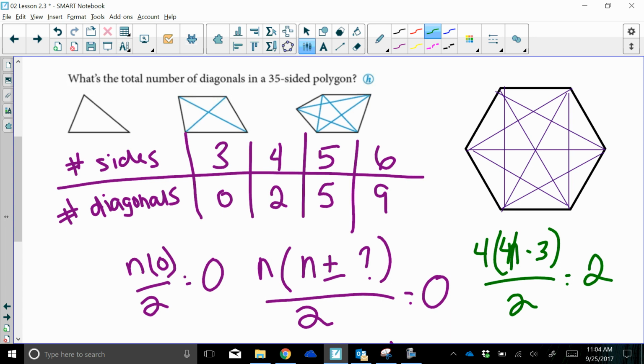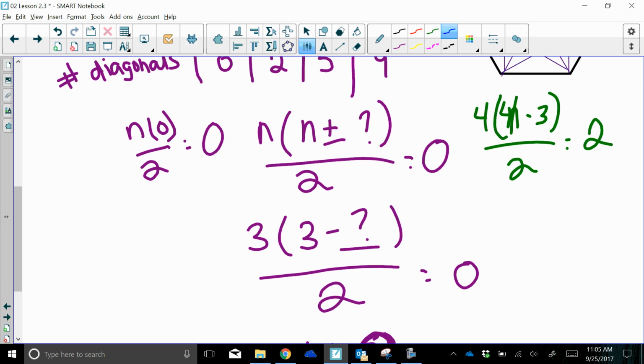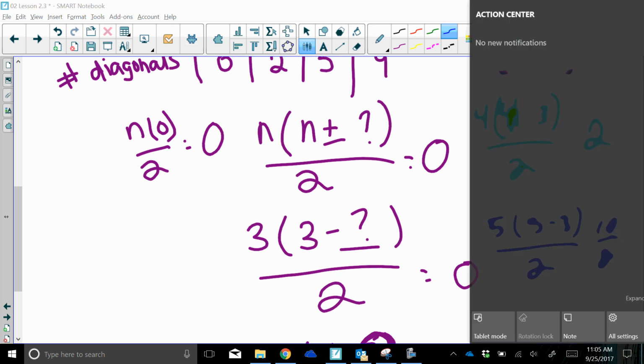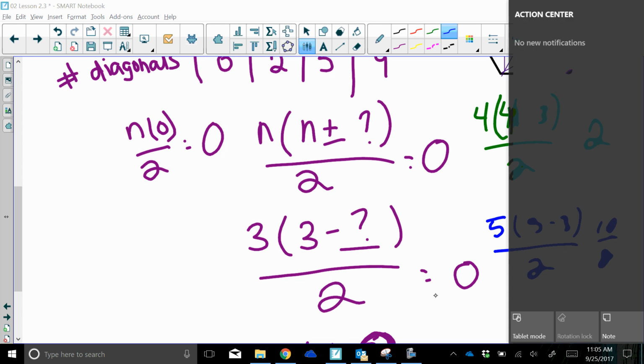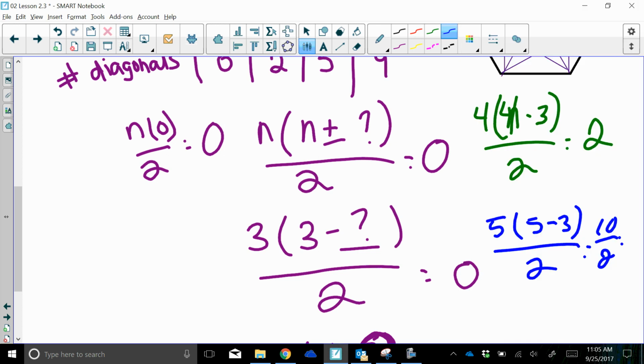5 times 5 minus 3. So 5 times 2. We want that to be 5. So 5 times 2 is 10, divided by 2. That equals 5.